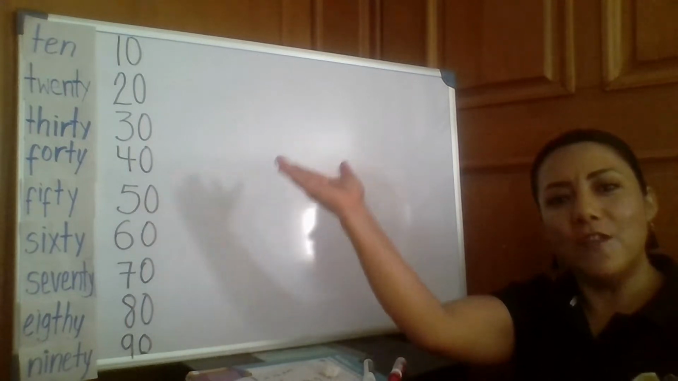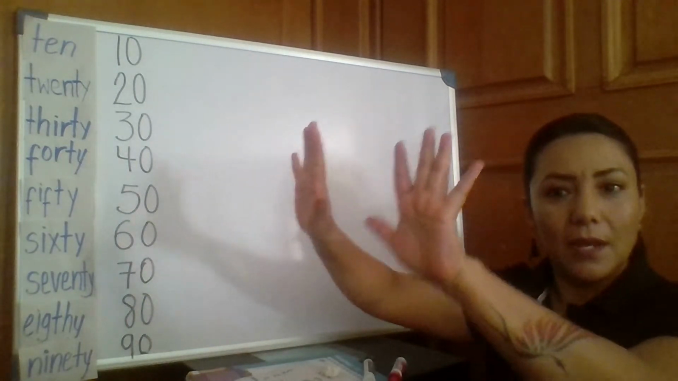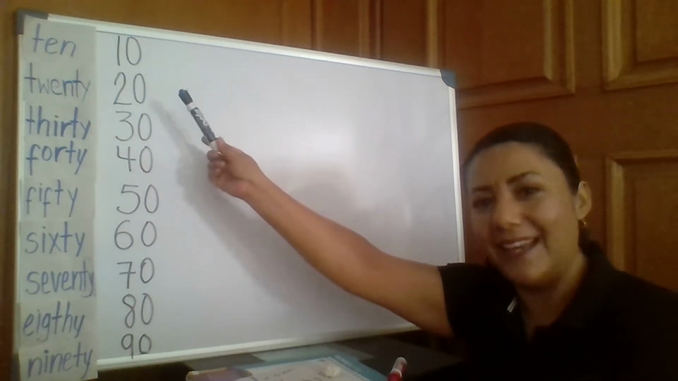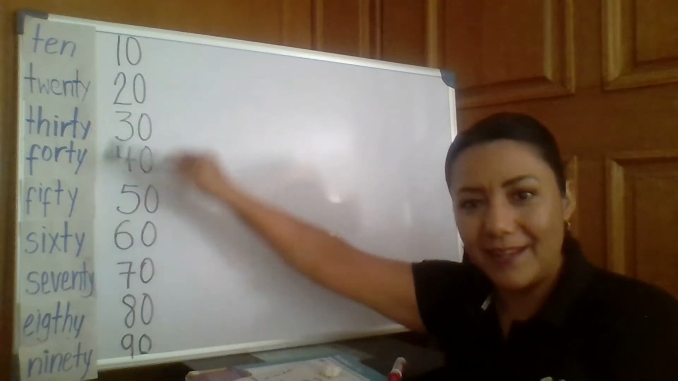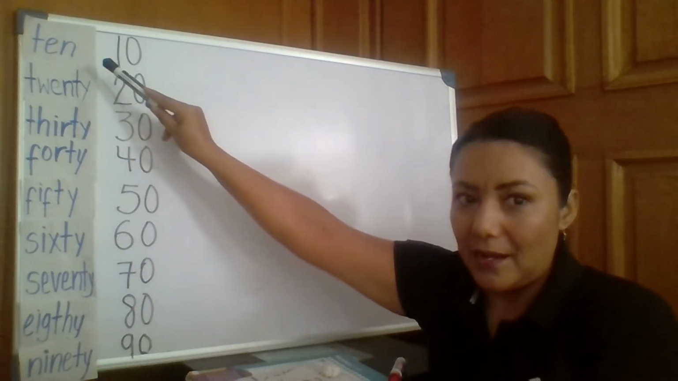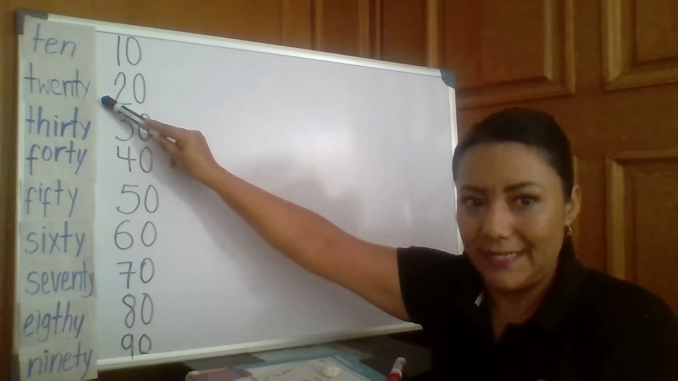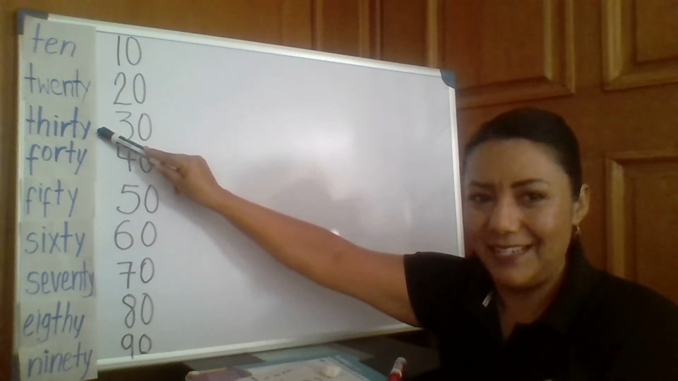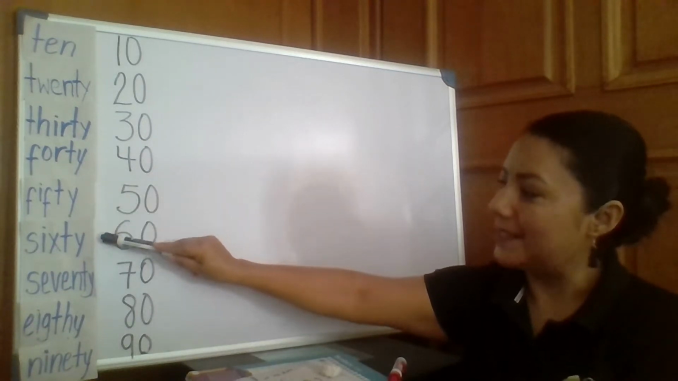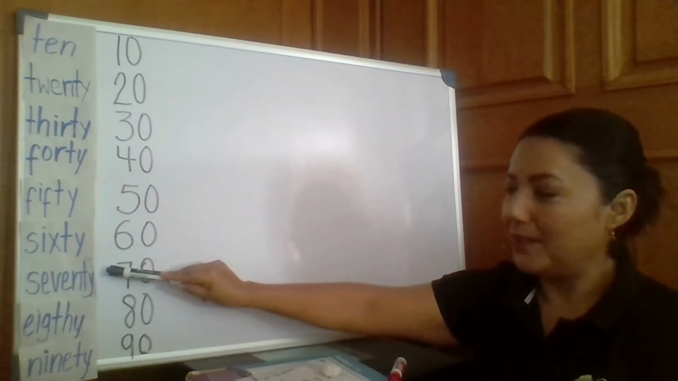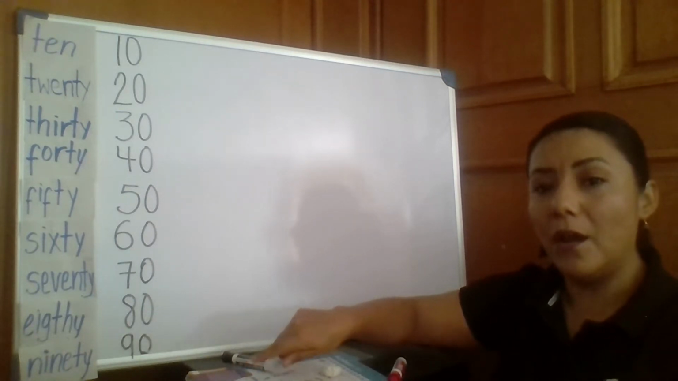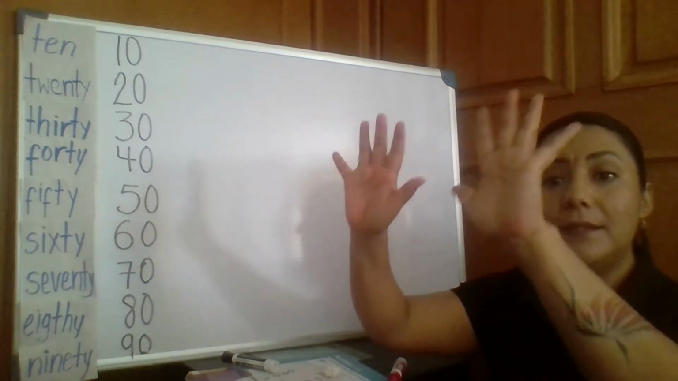Here we have numbers that go 10 by 10. Can you help me? Read and look at the number, okay? At the numeral. Number word and numeral. Here we go. 10, 20, 30, 40, 50, 60, 70, 80, 90. Those are our numbers 10 by 10.